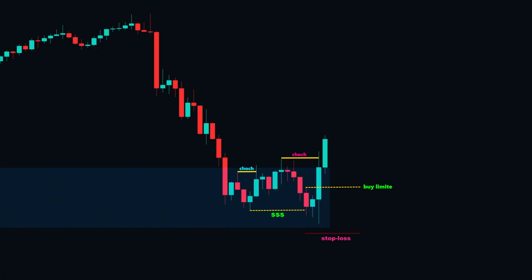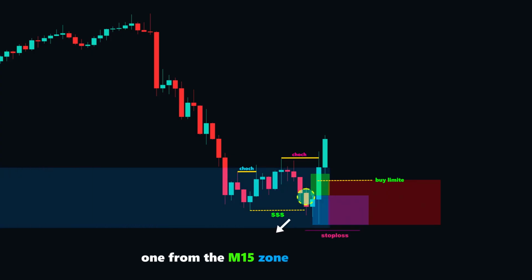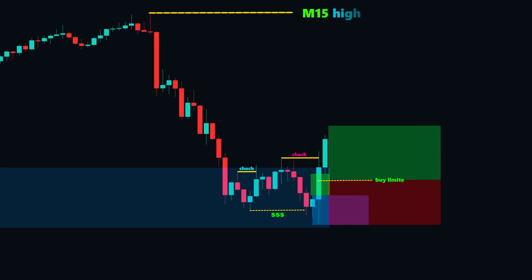Here's how. After the structure shift, we wait for another pullback. On M5, we see a small demand zone within a fair value gap. So instead of waiting for a deeper move, we place a second buy limit at the FVG. Stop loss goes below the M5 structure. That's a double confirmation entry. One from the M15 zone plus one from the M5 FVG. Now for targets. Simple. Aim for the M15 high.